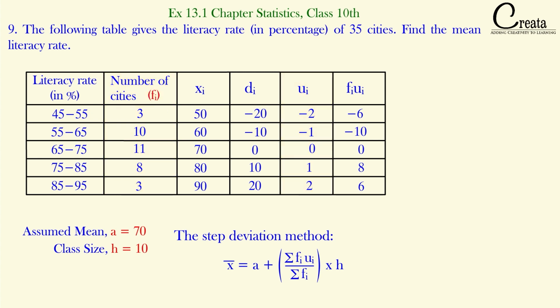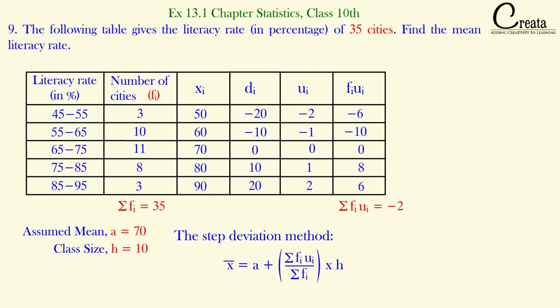Further, let's add all the values of fi into ui to get sigma fi ui, which is -2. Similarly, what is the addition of all the frequencies? It will be 35. No need to do the addition, just refer to the question. It is given 35 cities. So we got sigma fi equal to 35.